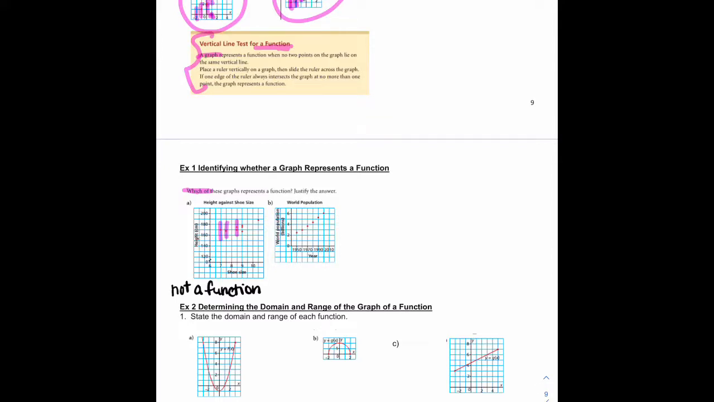Let's check the next graph for world population. Again, if I'm just drawing a straight line through every point, it doesn't intersect more than one point, so we call that a function.